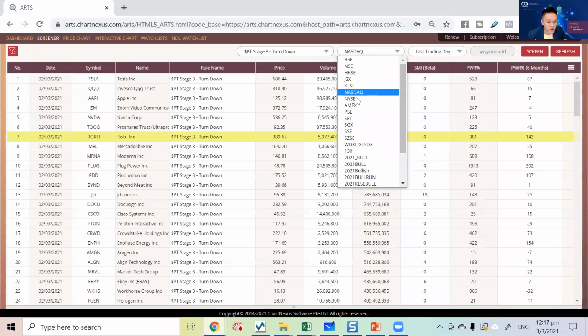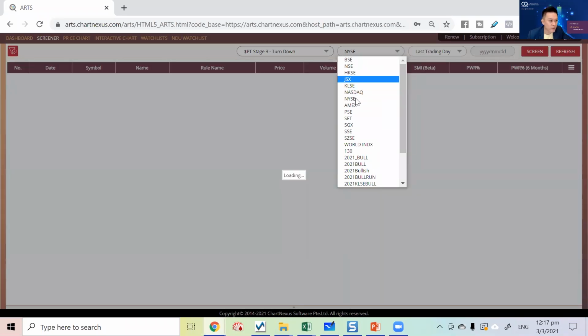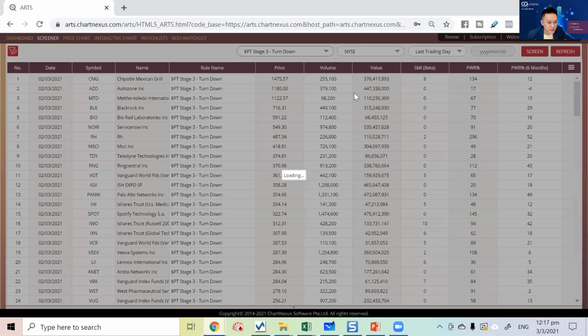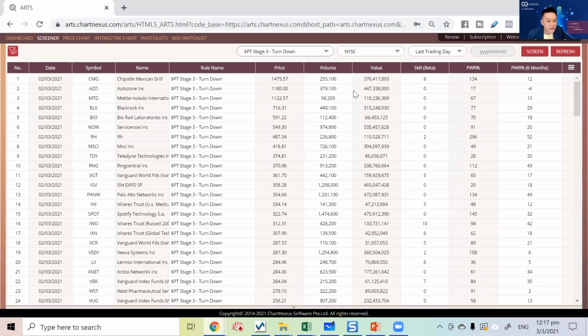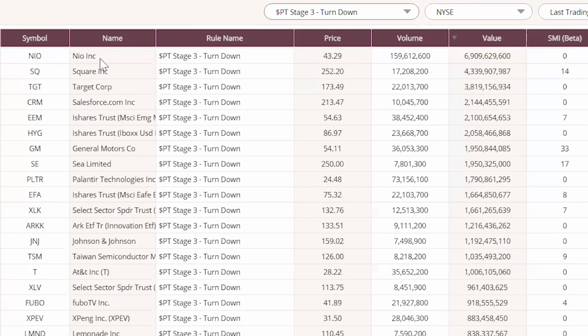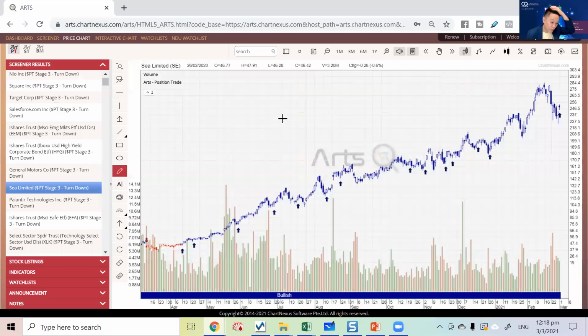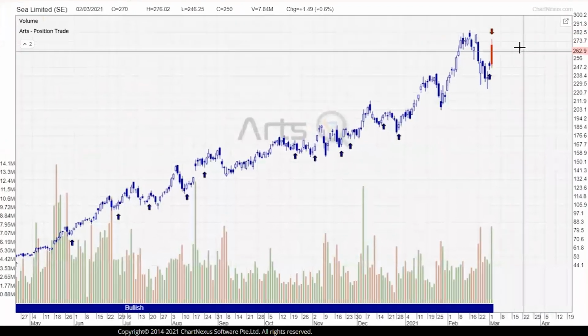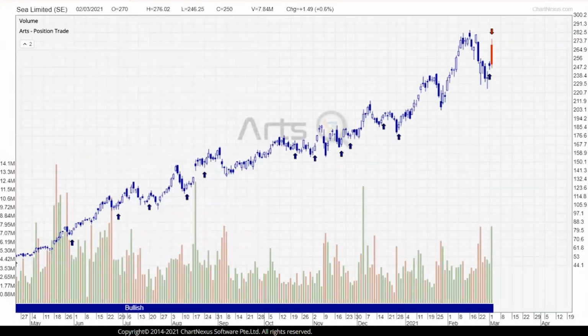So when it shows this, it's simply telling us that the market is weak. It's not that your strategy is not good. Whether you are doing fundamental analysis or technical analysis, it's not that the analysis is not good. The market is just not so good right now. Same thing for NYSE. Stocks like NIO, Square, Salesforce, even Sea Limited turned red. Oh my god, this is one of my favorite stocks. Even my favorite stocks have to turn red. It is not a good sign.